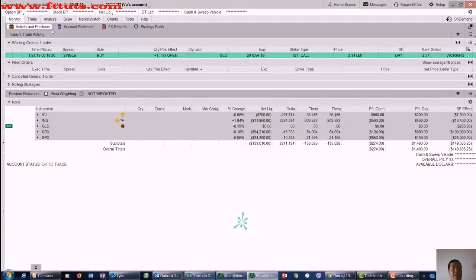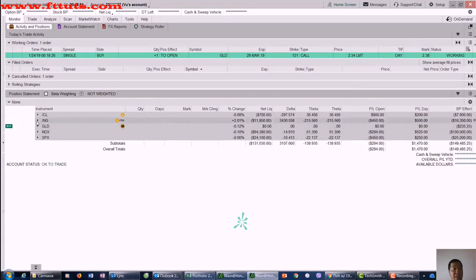It goes here in the monitor, working order. You see here the market price is asking for about $2.37, but I am willing to pay $2.34. Okay, so demand and supply has not met yet, so it will be fluctuating for some time. So I wait there for a few minutes.